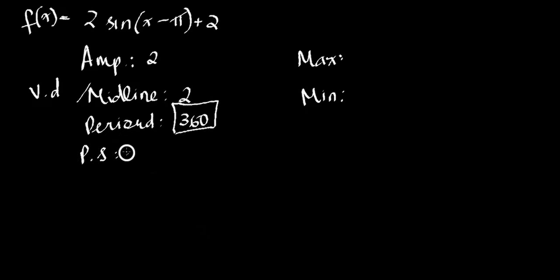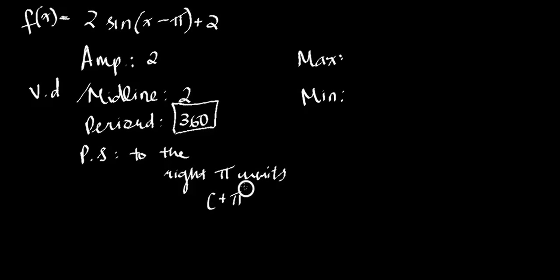Okay? The phase shift. Now this is the one that gets people a little bit tricky when you graph it, not when you actually need to find it. It's really right in front of us. The phase shift is the plus or minus something in the brackets. So here it's minus pi. But remember, we're not really subtracting pi because it's the opposite. So we are adding pi. We are going to the right pi units.